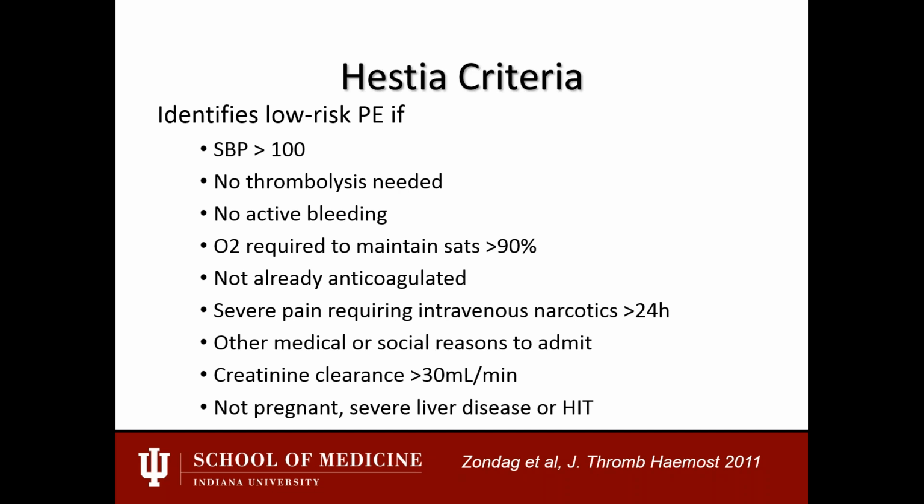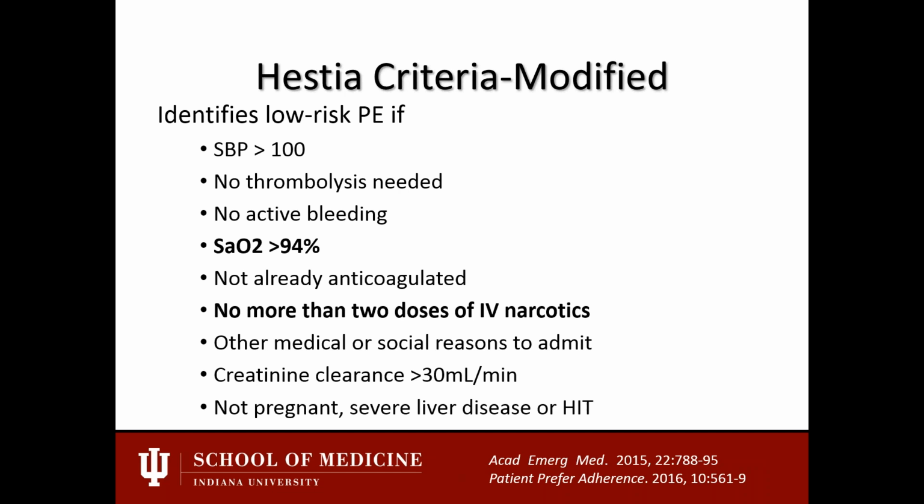But the only problem that I see with the Hestia criteria is the need for intravenous narcotics greater than 24 hours. That kind of doesn't make sense for me sending a patient home from the emergency department. So we modified it like you see here, with the two bolded criteria being the slight modifications. First of all, we say they have to have a pulse ox greater than 94% and no more than 2 doses of IV narcotics in the emergency department, plus all of the other criteria that you can see there. So it's more of a checklist that includes some of the common sense things, such as social reasons to admit.